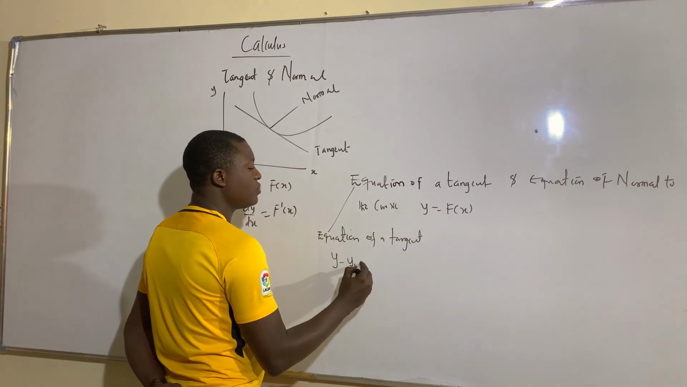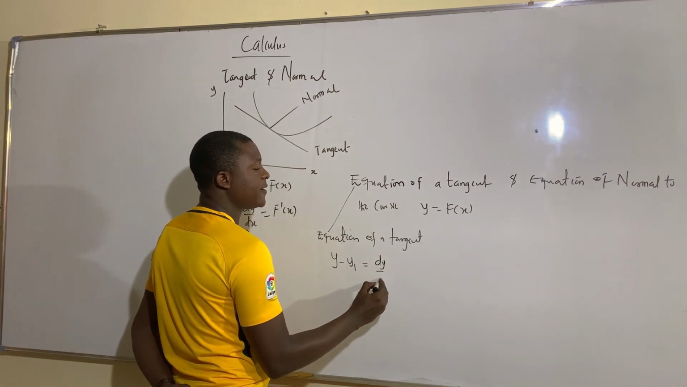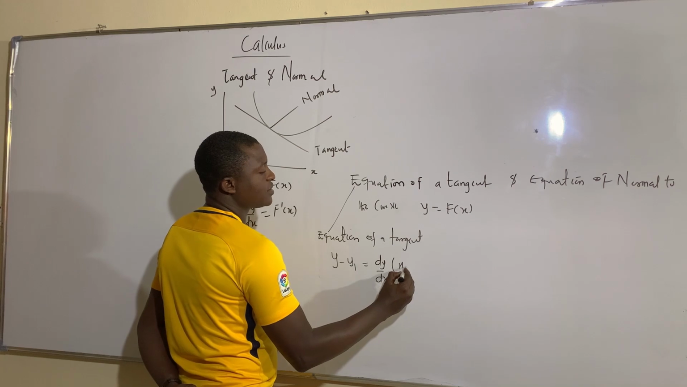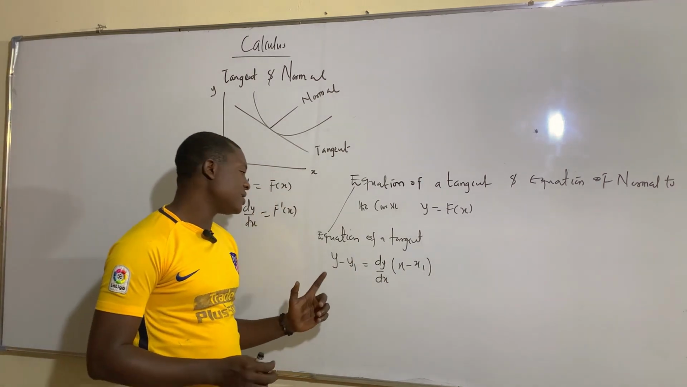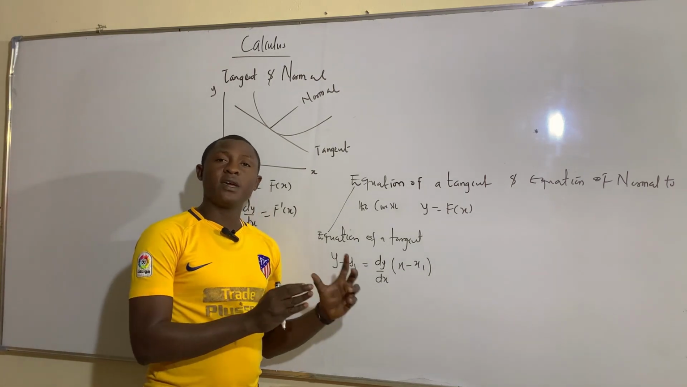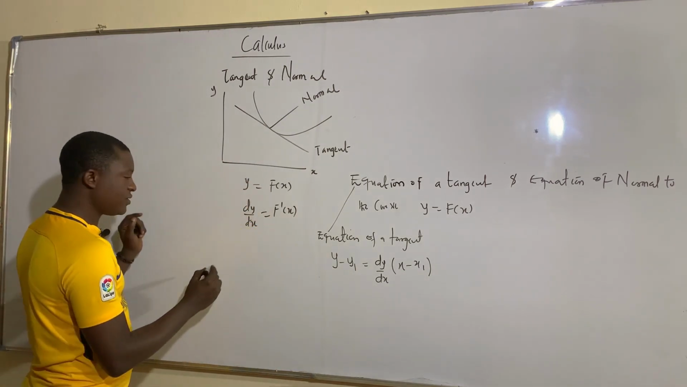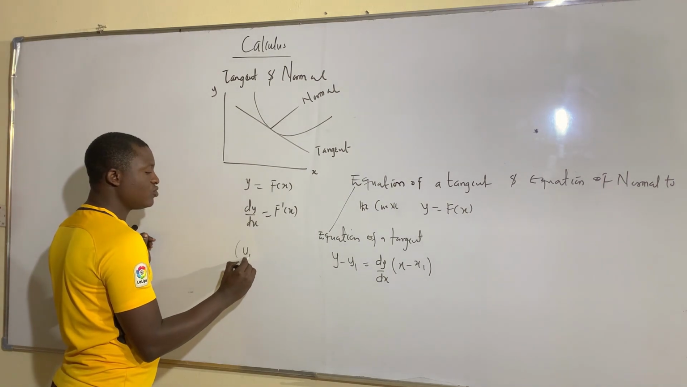So y minus y1 is equal to the gradient, which is dy dx, times x minus x1. So meaning, if I want to find the equation of a tangent, for every point we have x and we have y, just like what we used in the previous example. Let's say we have u and v.